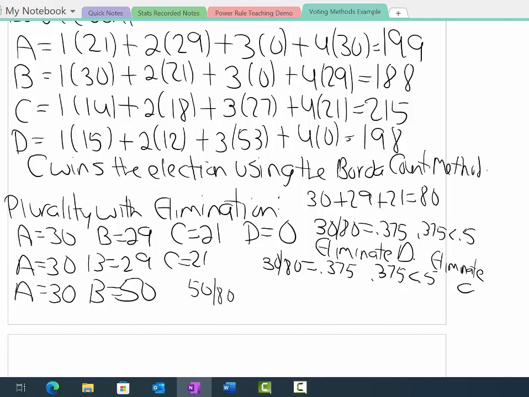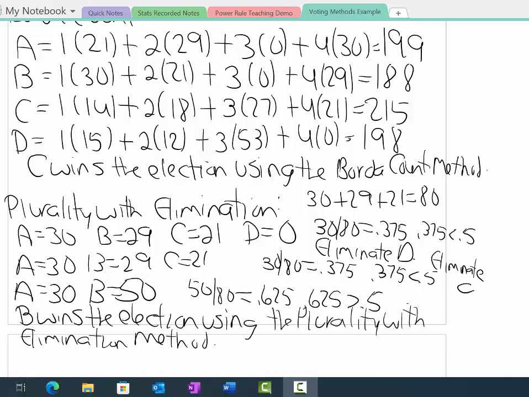50 divided by 80, that equals 0.625. Okay, 0.625 is greater than 5/10. Okay? So in this case, we can write the following. B wins the election using the plurality with elimination method.